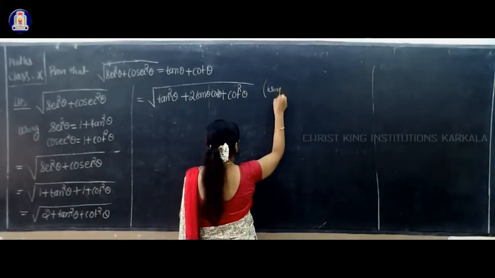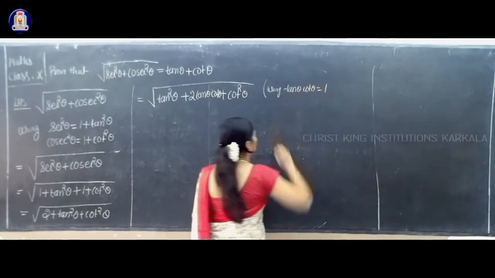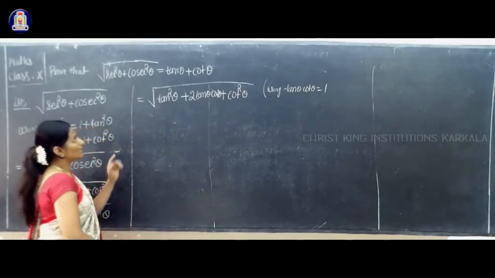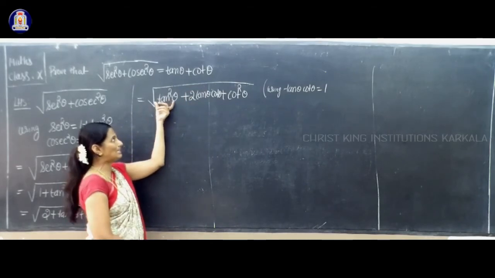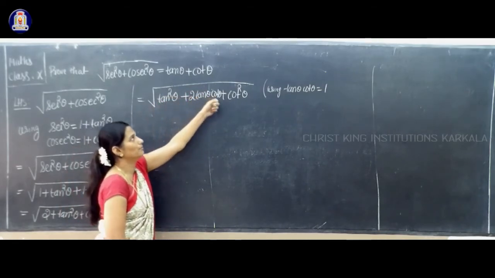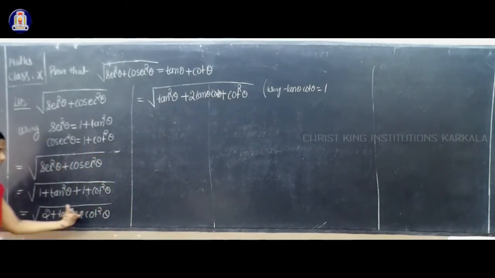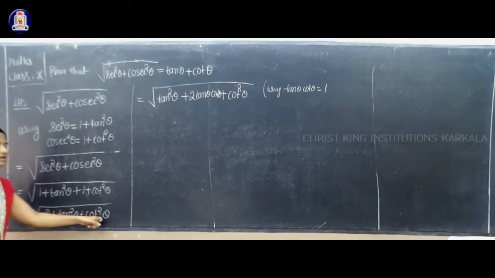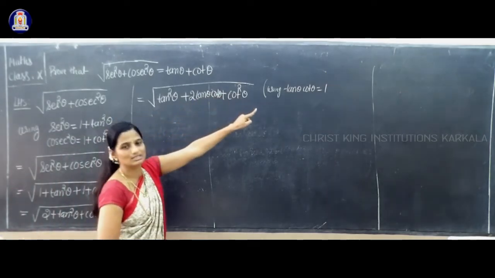So using the formula tan theta into cot theta equal to 1, right? Because I need tan theta plus cot theta here, it is like a square plus 2ab plus b square. So a square plus b square plus 2ab. I need a into b. Which is a? A is tan theta, b is cot theta. So 2 into a into b, tan theta into cot theta, and the answer is 1.